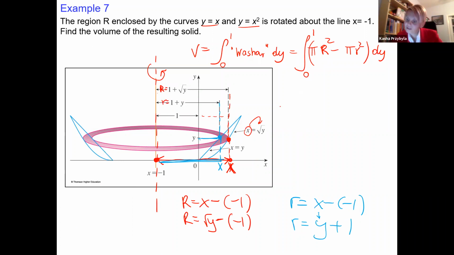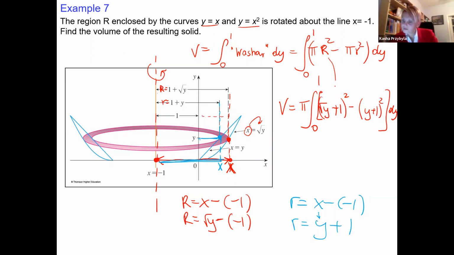Okay, that means we can say volume is defined as an integral from 0 to 1, square root of y minus 1, oh no, plus 1, minus y plus 1, dy. This is the big one, this is the small one, outer and inner.